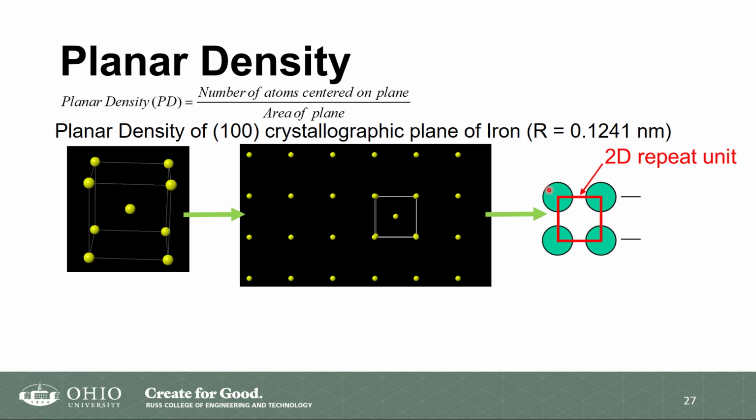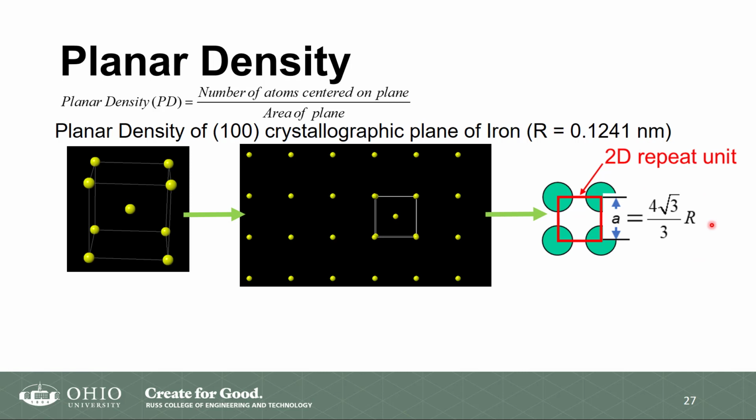So the area of the plane: this is a square, so we're going to find one of the sides and square that side. Our side a is given by 4 square root of 3 over 3 r. If you go back and look at the relationship between the edge of a body-centered cubic unit cell and the radius, this is the formula that we worked out previously.